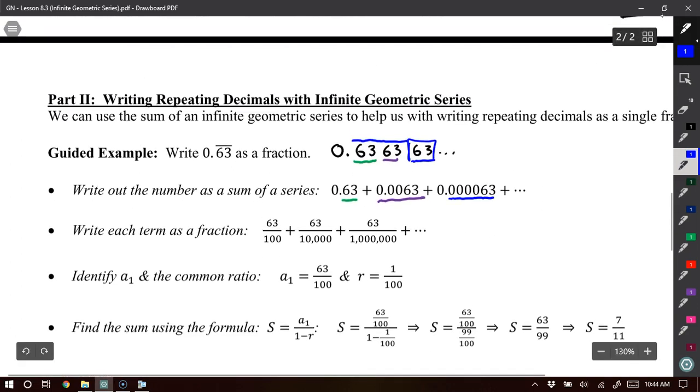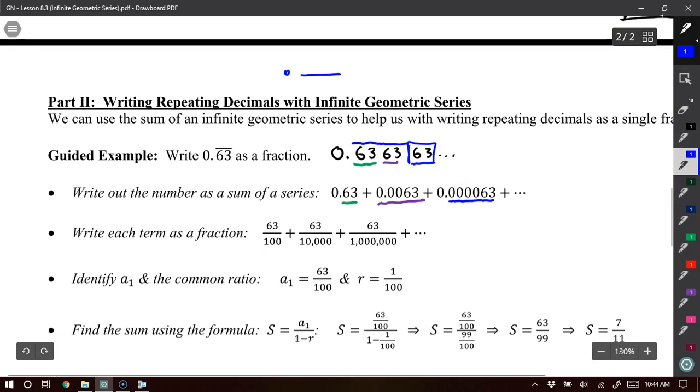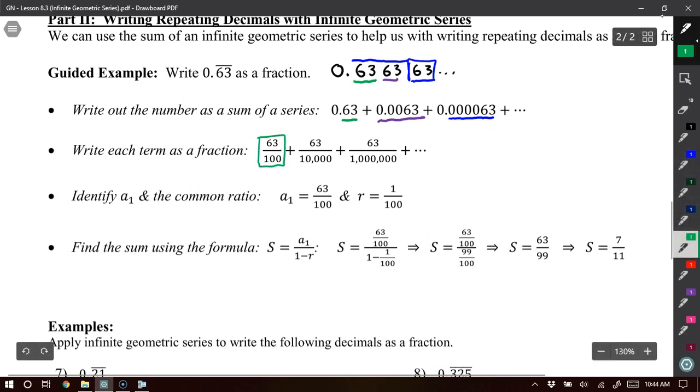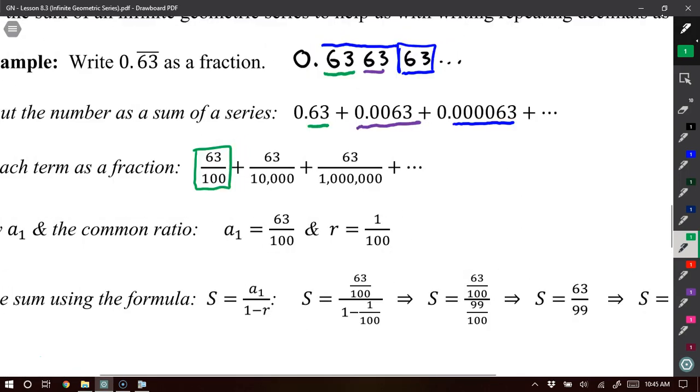0.63, if we think about our decimals, we have tenths, hundredths, thousandths, 10,000ths, dot, dot, dot. So in this case, 0.63 is 63 over 100. 0.0063, notice there are four spots here, and I have 4 zeros on it. And so that tells me I'm going to have 63 over 10,000. Keep the color coding.